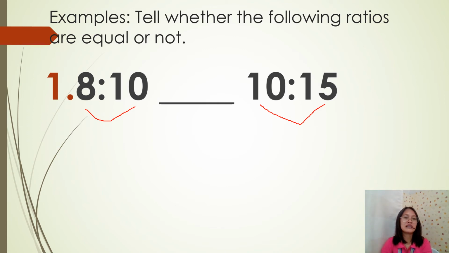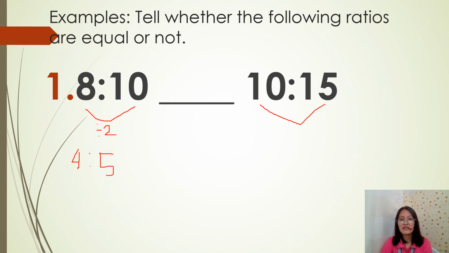So, ano po ang GCF ni 8 and 10? Correct? We have, or we're gonna divide both terms by 2. So, by doing so, ano po yung magiging simplified form natin? 8 divided by 2, that is 4. And 10 divided by 2, that is 5.